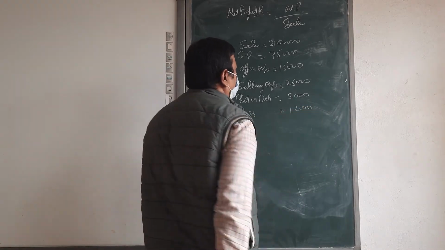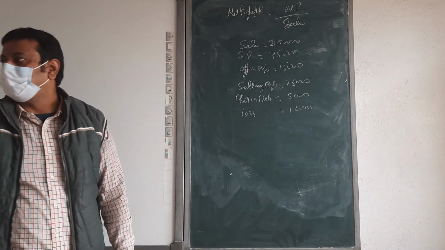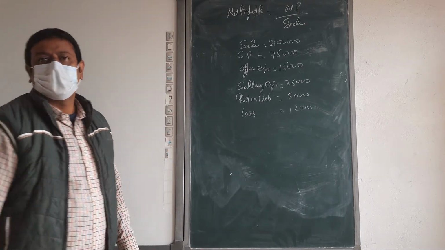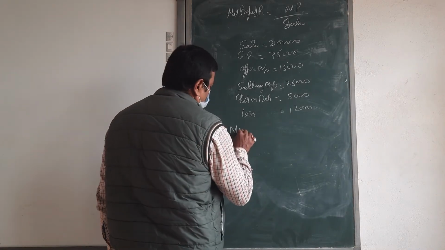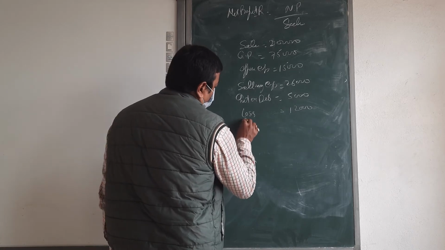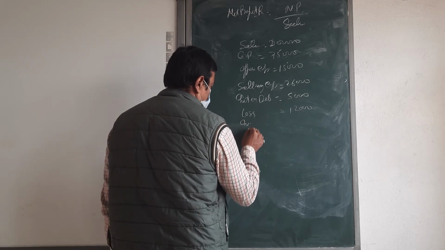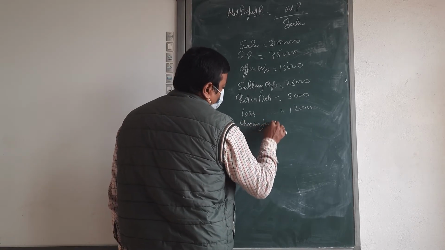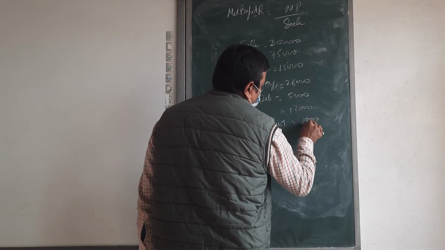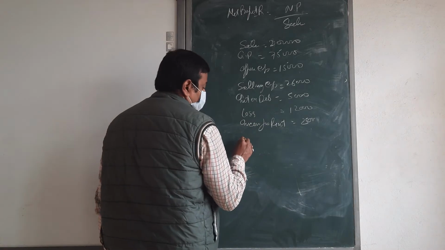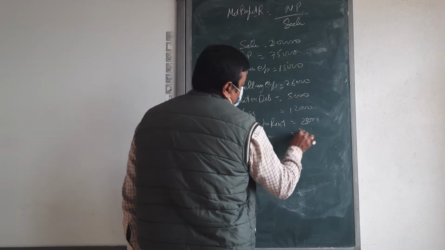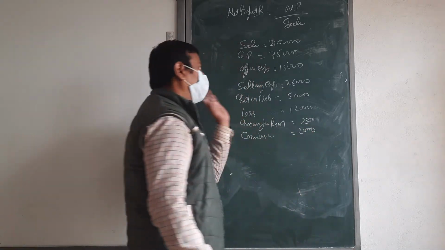Now we are going to look at what? Net profit, beta. We have the GP and expense. Calculate fast. Okay. Income from rent 2,500. And commission received 2,000. Now you are going to calculate net profit.